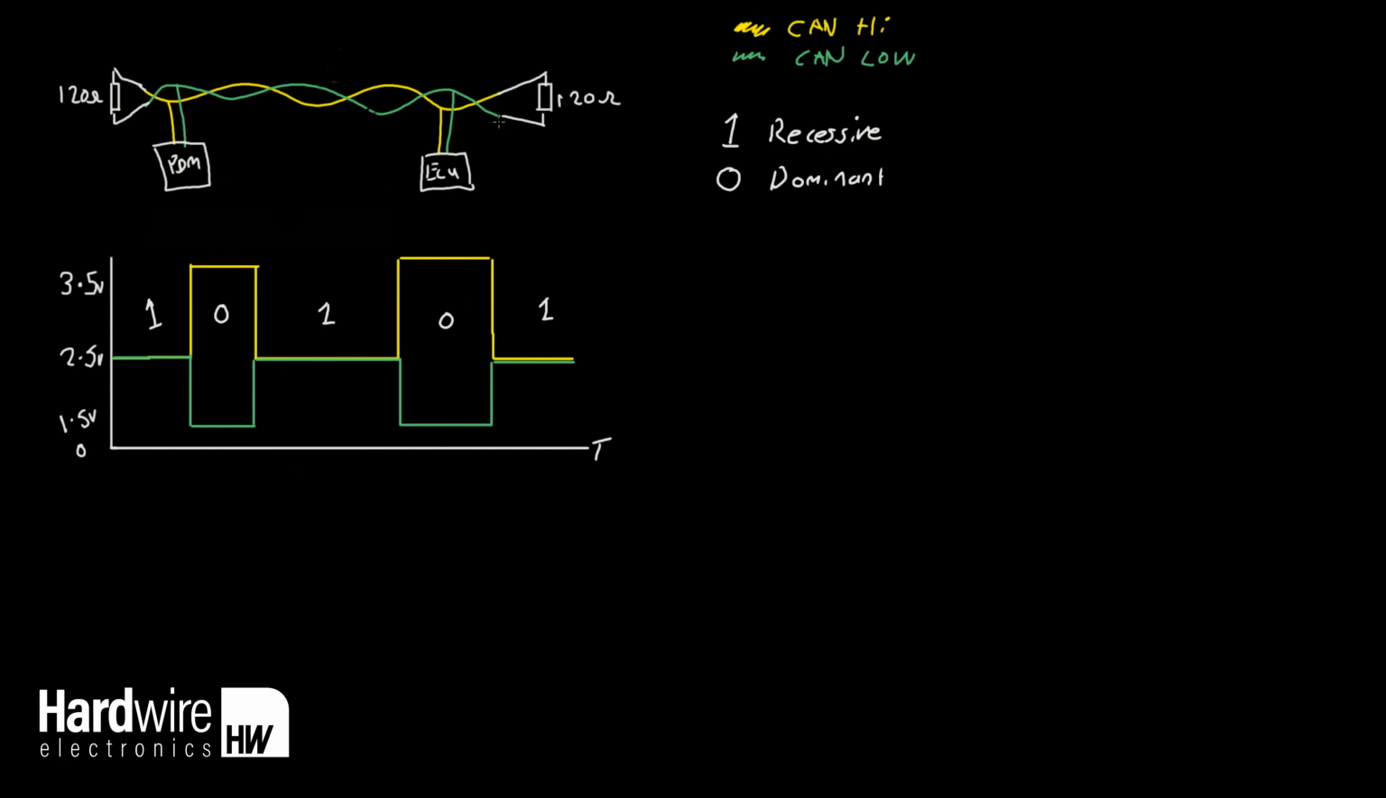The other reason why we use these resistors is to stop what's called bus reflections. So let's say that the PDM here transmits a 0 on the CAN bus, and that is moving down the CAN bus from the PDM transceiver here.